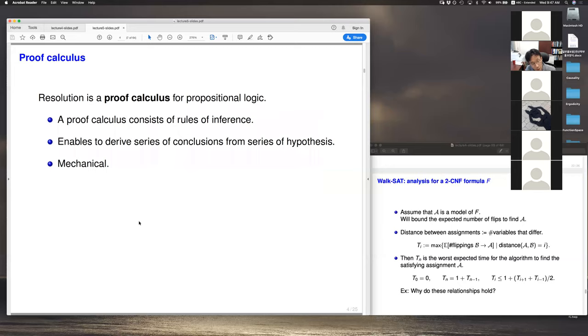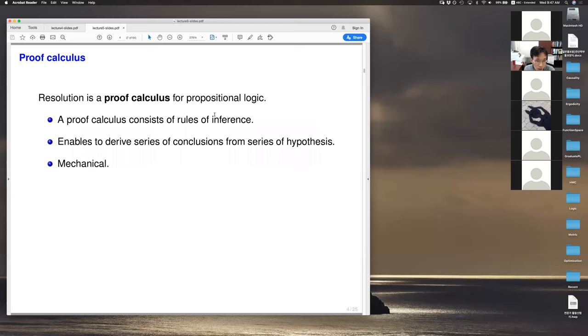Here is another high-level point. To understand resolution, having some understanding of what we mean by proof system is useful. When people talk about proof calculus, they usually don't worry too much about automation. Instead, they focus on a well-specified set of rules that captures the way of doing correct reasoning. So proof calculus refers to a collection of rules which allows you to derive some conclusion from the hypothesis.